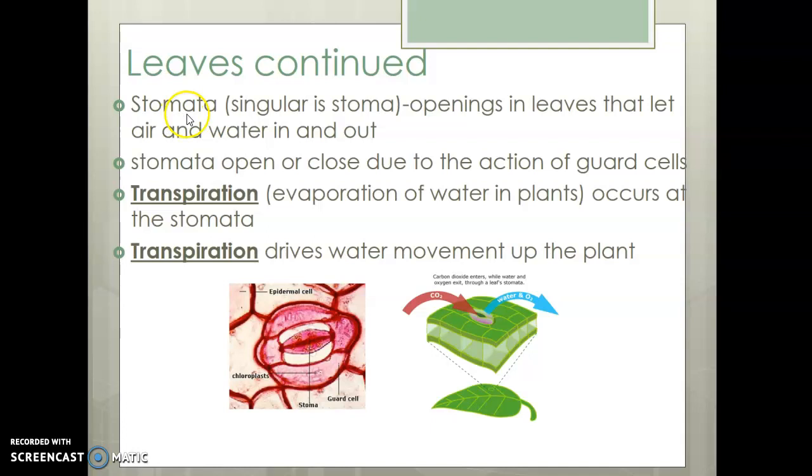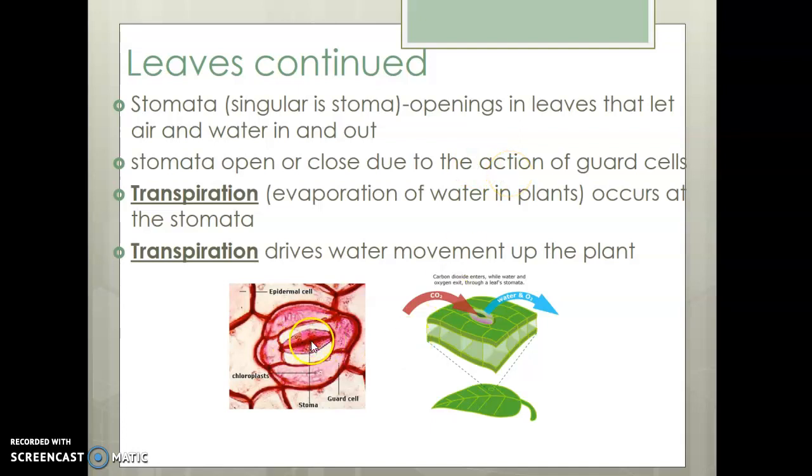So leaves also have these things called stomata, or if you're talking about one of them, a stoma, and it's an opening in the leaf that lets air and water in and out. If you looked at leaves under a microscope, you would see tiny openings. They look like little mouths, and they can open and close to let water in or keep water from coming out if the plant's trying to save its water. Stomata open and close due to the action of guard cells.